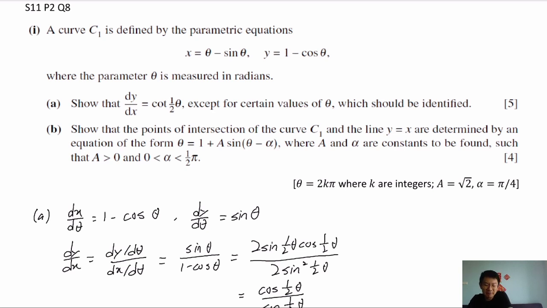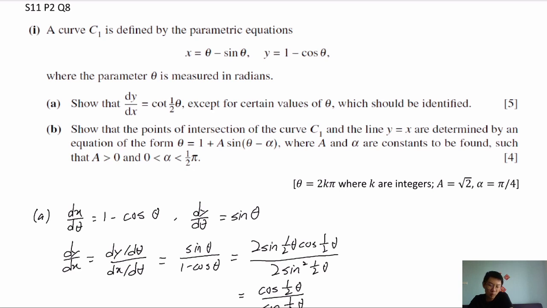Okay, class will start. Let's look at the first question. We have this curve defined by the parametric equations, with x and y in terms of theta. The first part is to find dy/dx, which equals cot half theta, except for certain values of theta, which should be identified.